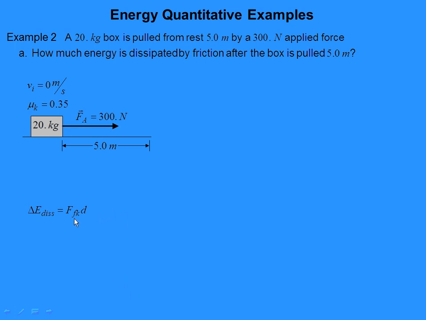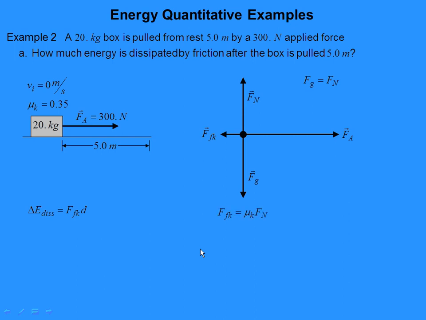So let's draw a quick force diagram. There's our 20 kilogram box. There's, of course, a force of gravity acting down, a support normal force acting up. Those two forces have to cancel because the box is not accelerating up or down. There's an applied force to the right, and then there'll be a force of kinetic friction to the left. Now, since it's starting from rest, it's going to have to accelerate. So this force of kinetic friction is going to have to be smaller than the applied force.